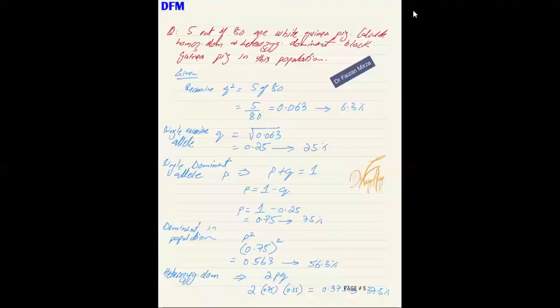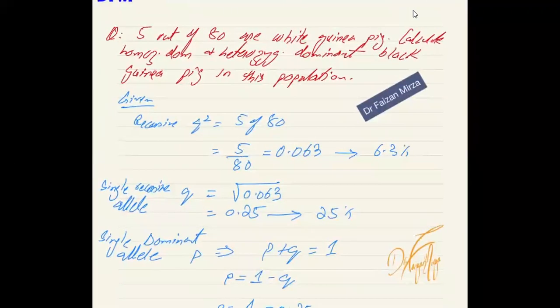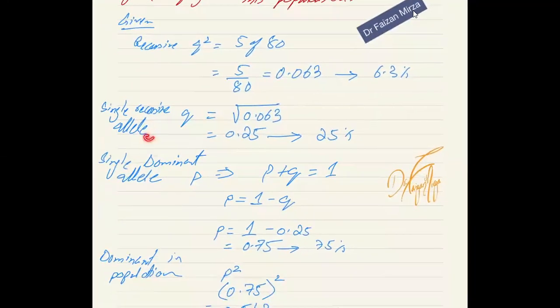For example, 5 out of 80 guinea pigs are white. Calculate the homozygous dominant and heterozygous dominant black guinea pigs in this population. You have q squared, which means 5 out of 80. So 5 out of 80 will give you the frequency, which is 0.063. And then you can convert it to a percentage if you want. Then the single recessive allele is calculated by taking the square root of this, because q squared is this. So you place the value of q squared here, and q is calculated by taking the square root of this. You get your answer 0.25. So this is the single q value, a single recessive allele, which means 25%.